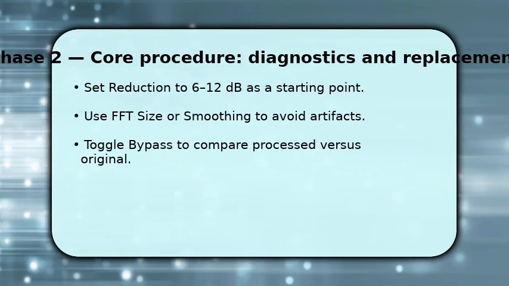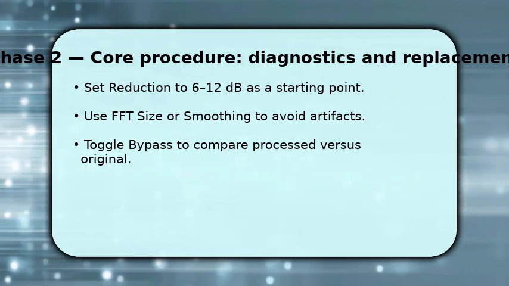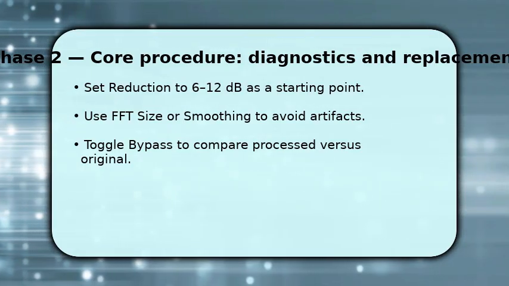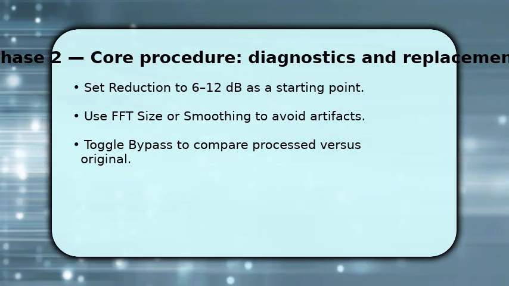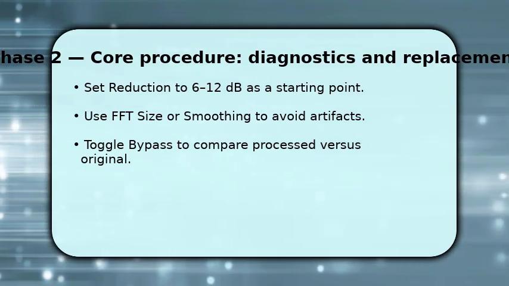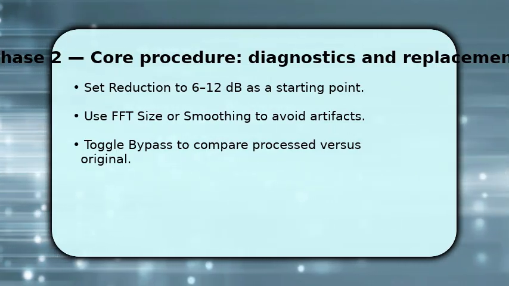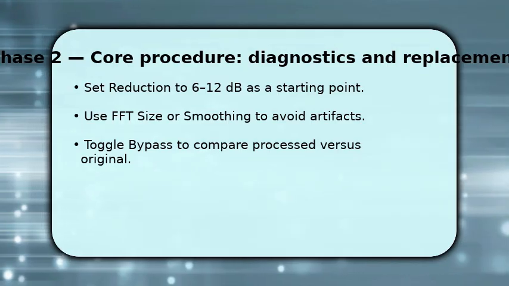Start with reduction around 6 to 12 dB. That gives a noticeable cut while preserving speech. Increase FFT size or smoothing to reduce musical noise and flutter, but be careful. Higher values can soften transients.